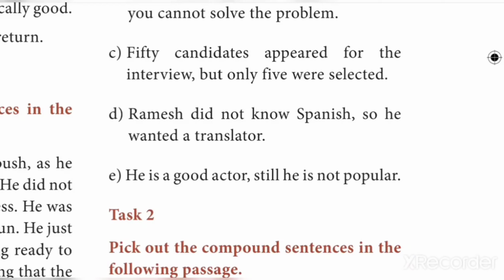Coming to D, Ramesh did not know Spanish. He wanted a translator. These two are the main clauses, main clause 1 and 2, and the word so in between is the conjunction. Coming to E, the last one in this task, he is a good actor. He is not popular. These two are the main clauses, main clause 1 and 2 respectively, and the word still in between is the conjunction. Let's see what the task 2 is.